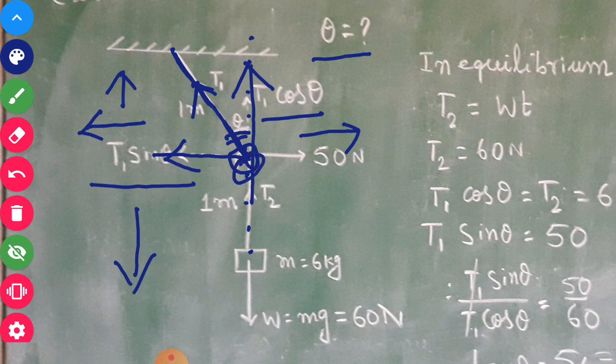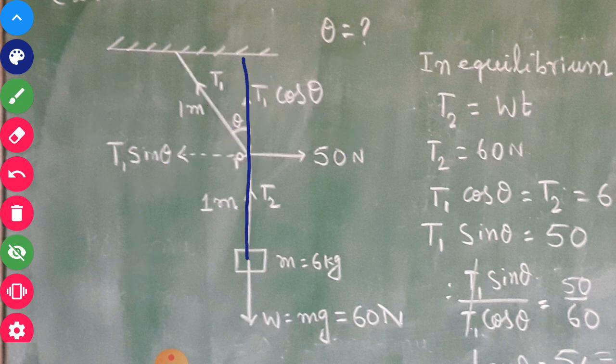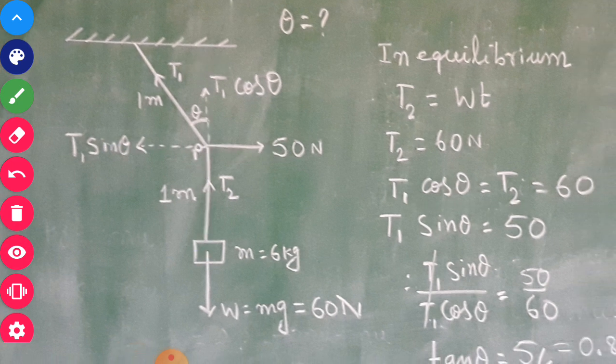So the forces in the vertical direction and the forces in the horizontal direction must be equal in magnitude and opposite in direction. So T1 cos theta must be equal to the weight. T1 cos theta is equal to T2, and that is the weight. Then in the horizontal direction, T1 sin theta must be equal to this 50. So T1 sin theta is 50.